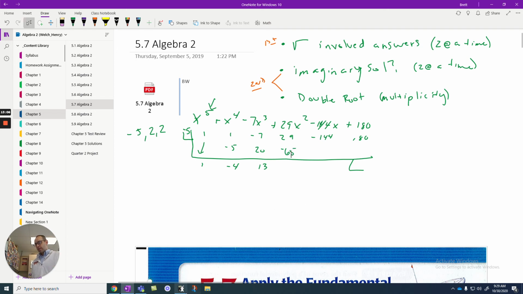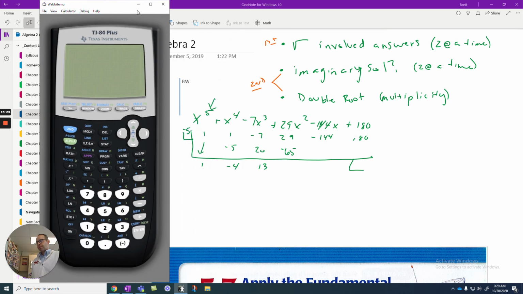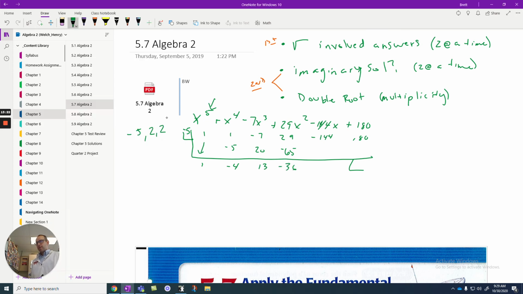Now I want to make sure I don't mess this up, so I'm going to grab my calculator and get 29 plus a -65. That's -36. Times the -5 would be positive. I think that's 180. And -144 plus 180 is 36. And -5 times 36 is -180, giving me my 0. Have to have 0 in the corner when we're finding zeros.